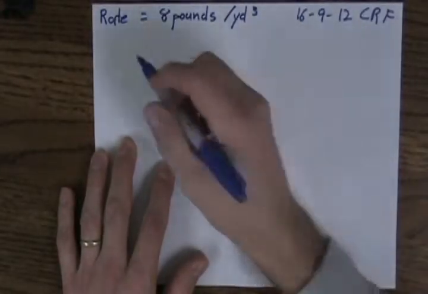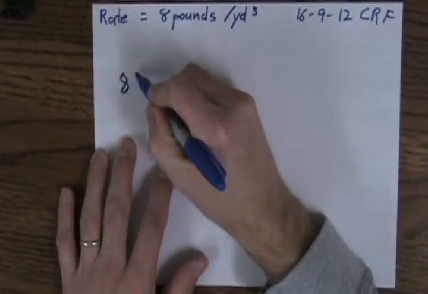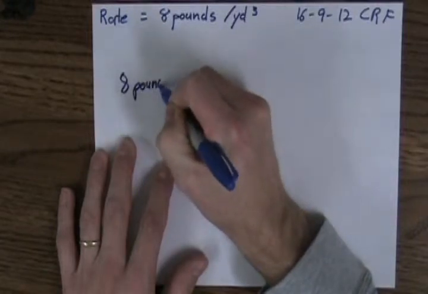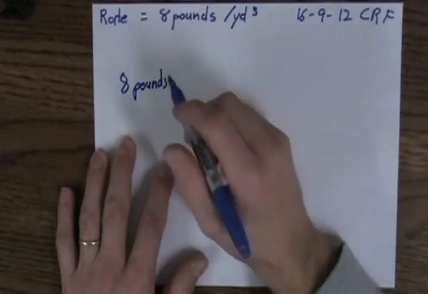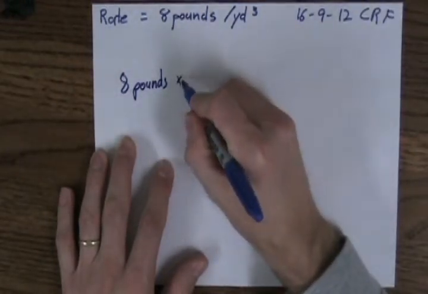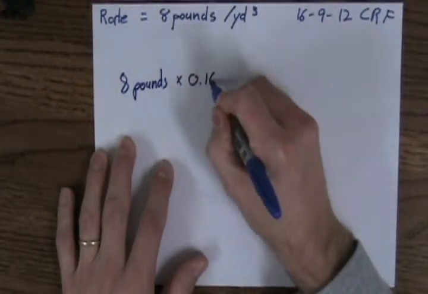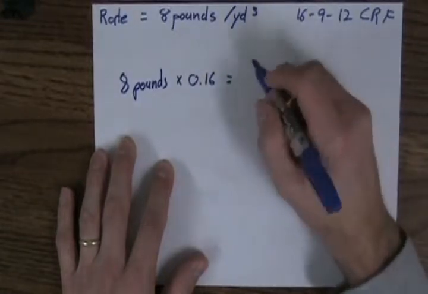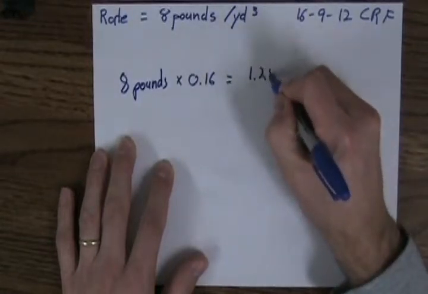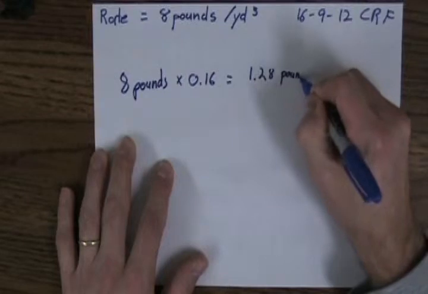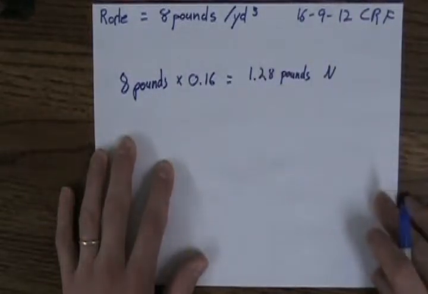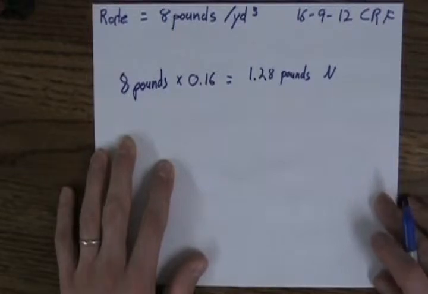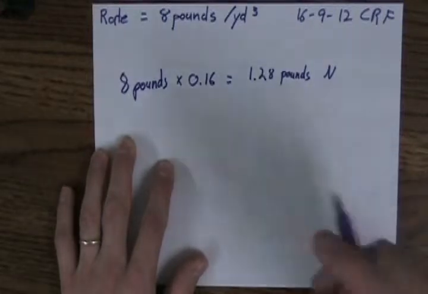So we know that we have 8 pounds, and we know that only 16% of that is actually nitrogen. So we're going to multiply that by 0.16, and that will give us 1.28 pounds of nitrogen.